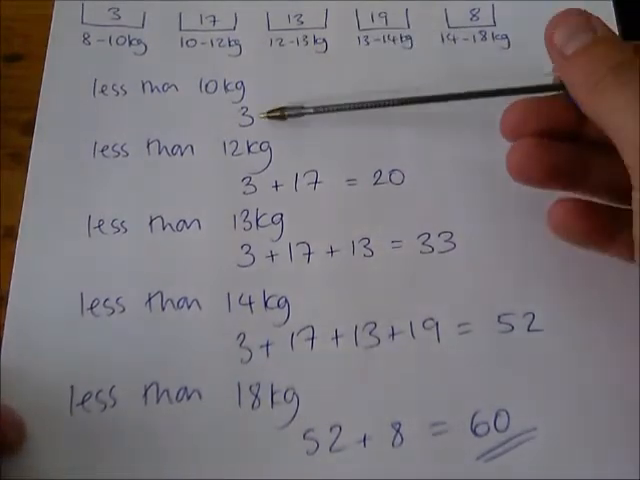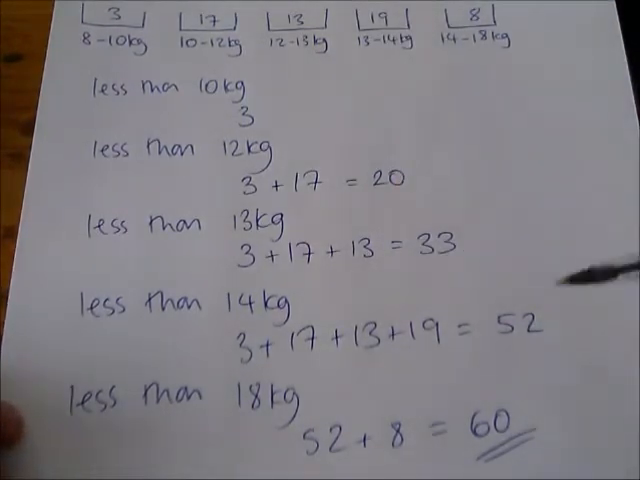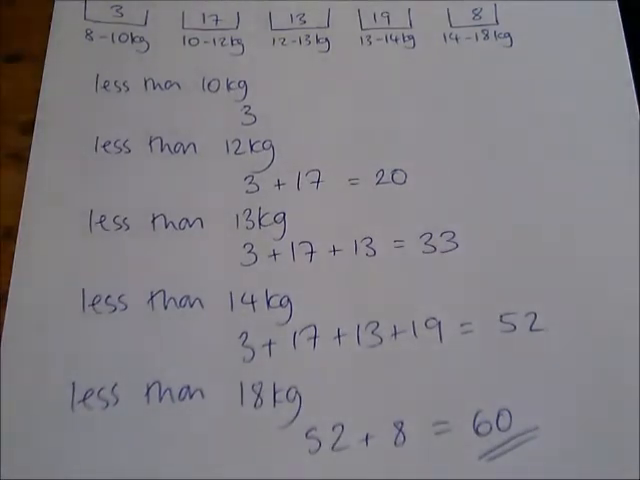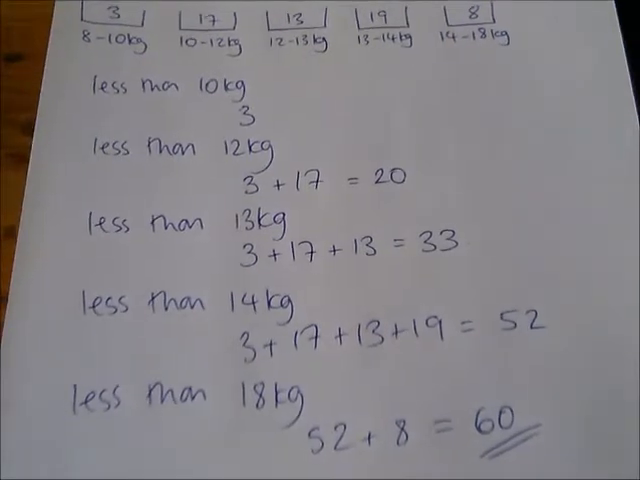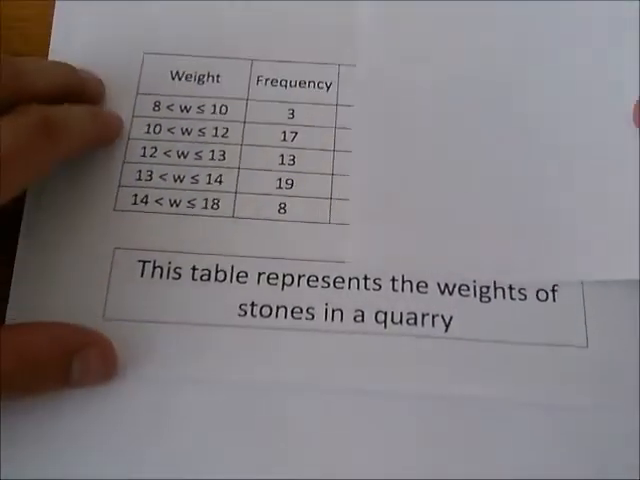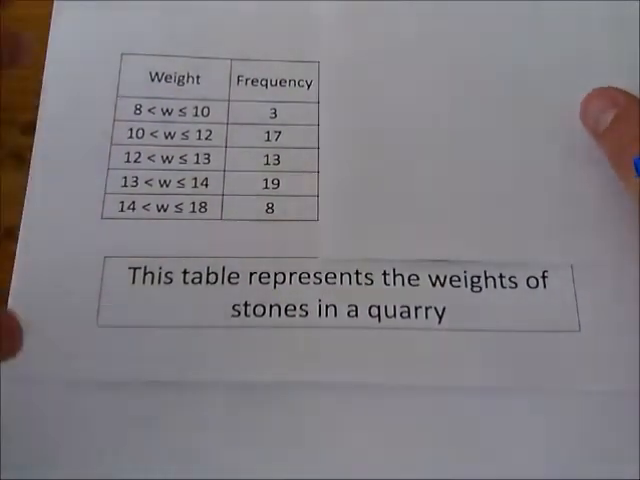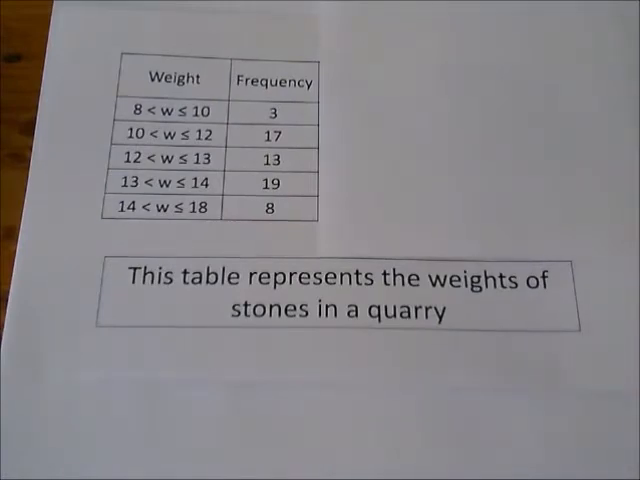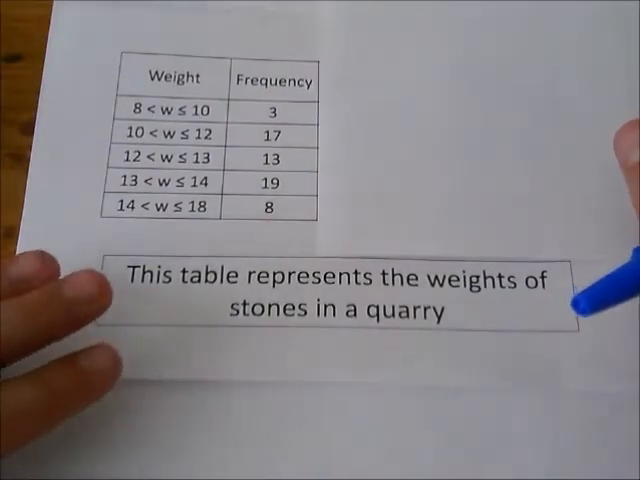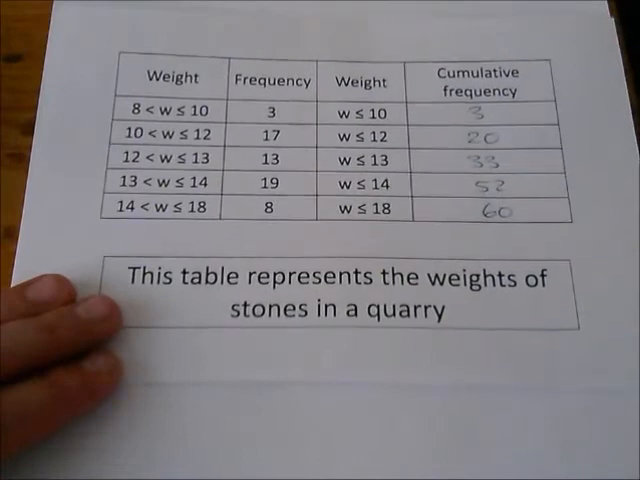So we need to take these numbers, these are our cumulative frequencies, and what we're going to be doing is drawing a cumulative frequency graph to represent them. Let's go back to the original data that I had, which looked a little bit something like this. Okay, and the cumulative frequencies that we've worked out, I've now included here.